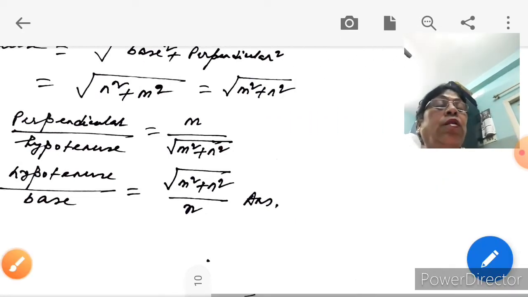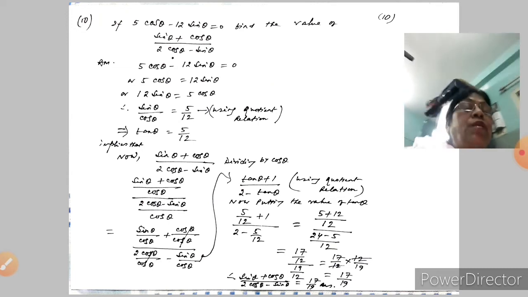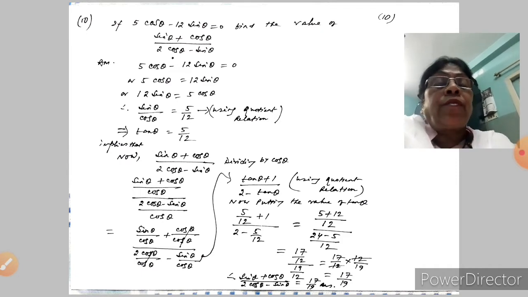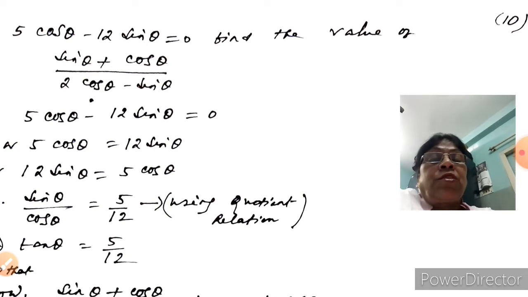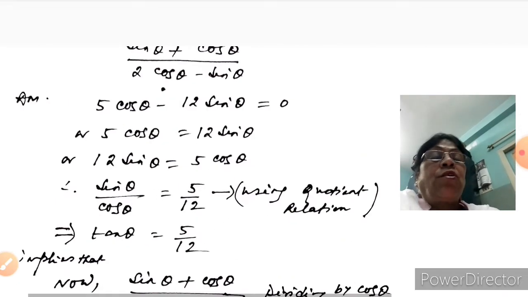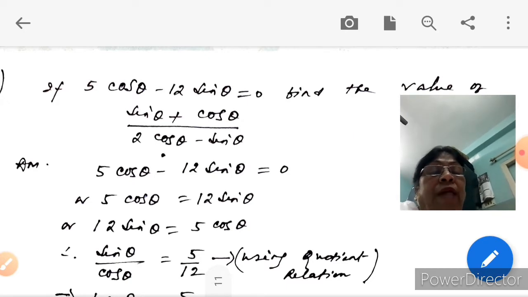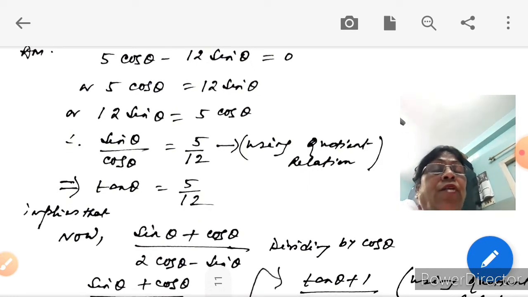Okay. Now come to question number 10. If 5 cos theta minus 12 sin theta is equal to 0, find the value of sin theta plus cos theta by twice cos theta minus sin theta. So, 5 cos theta minus 12 sin theta is equal to 0. You can write 5 cos theta is equal to 12 sin theta, or the other way, 12 sin theta is equal to 5 cos theta. So, sin theta by cos theta is equal to 5 by 12.